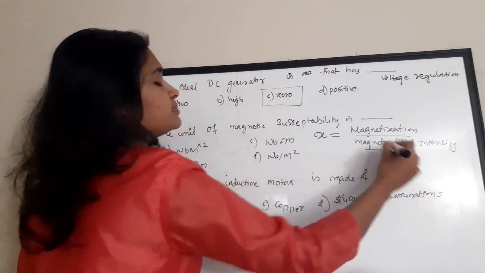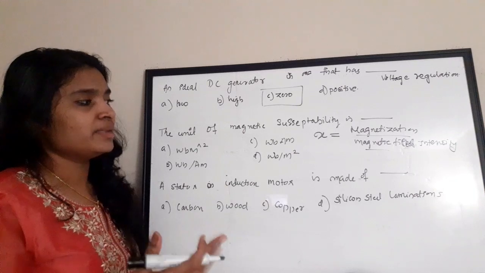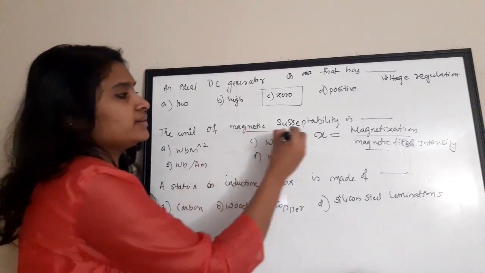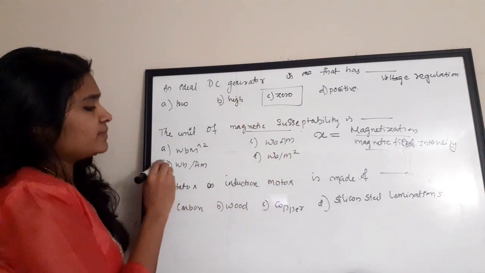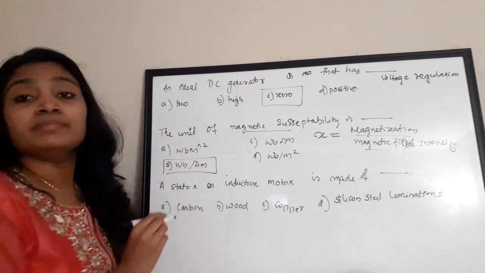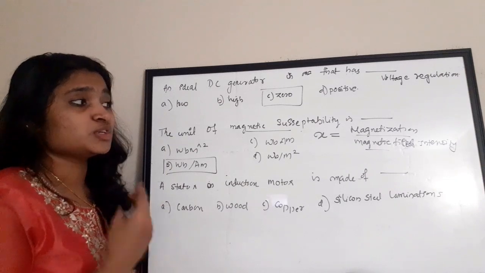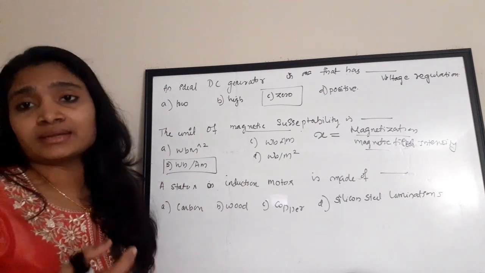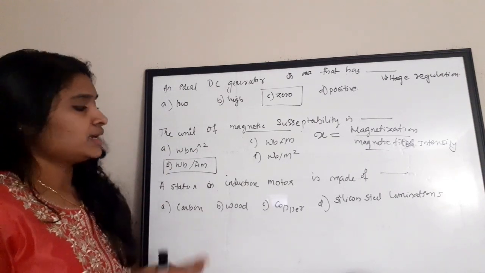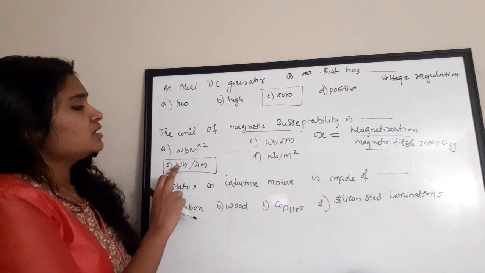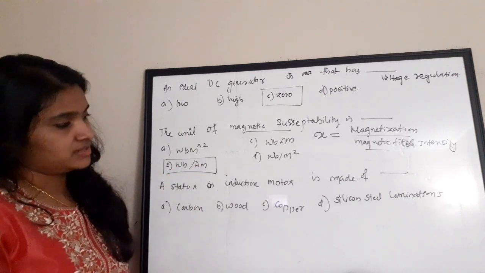So if it is represented in terms of Weber, the unit of magnetic susceptibility is Weber per ampere meter. So what is magnetic susceptibility? It is the ratio of magnetization to magnetic field intensity. The answer is option B, which is Weber per ampere meter.